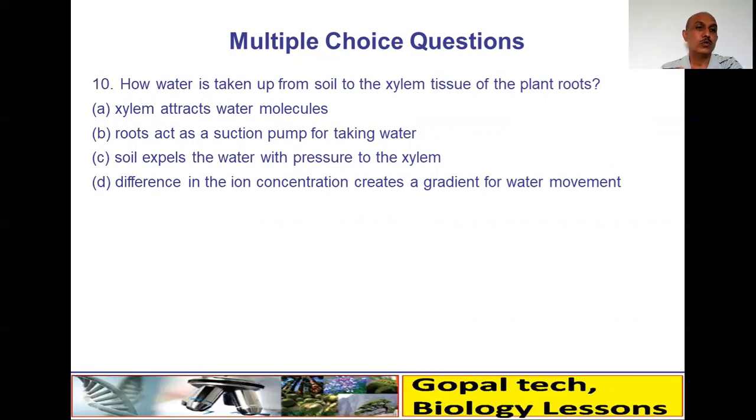Read the options, pause the video, write the correct option, then check it. Yes. The correct answer is D. There is a difference in the ion concentration, so ions will move actively from soil to root cell. Due to that, there is a concentration gradient, and therefore the water is low inside compared to outside, and the water will move from high concentration to low concentration, that is from soil to root cell. And that is the main reason.